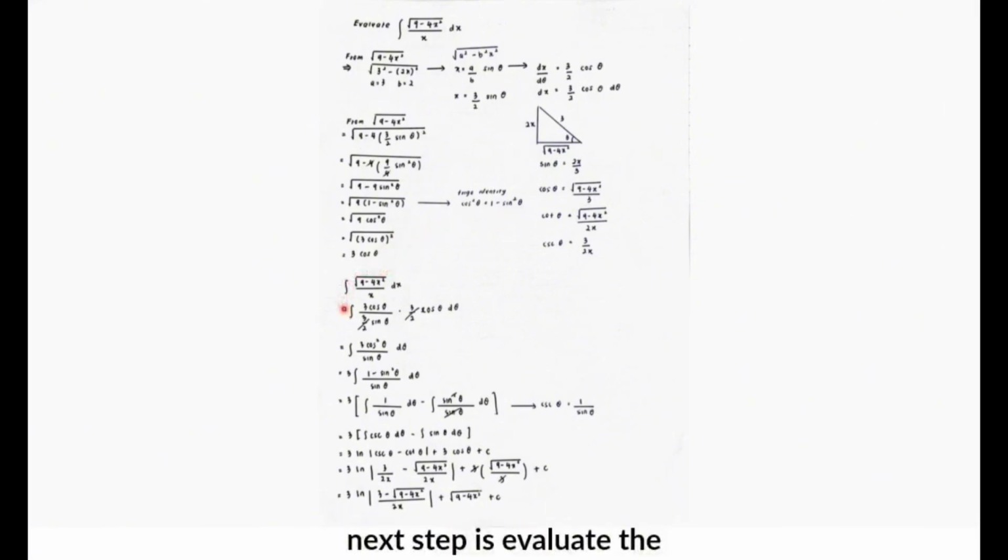The next step is to evaluate the integral of square root of 9 minus 4x squared over x dx. We insert the dx value here. We can eliminate 3 over 2. And here we get the integral of 3 cosine squared theta over sin theta d theta.